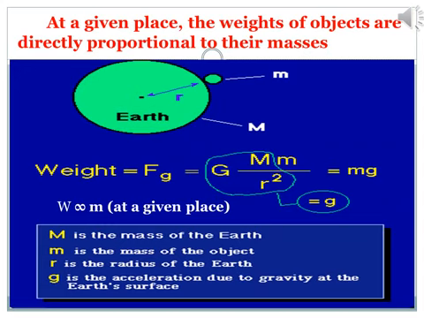Since GM divided by r square is equal to g, you know that acceleration due to gravity of different objects at a given place is the same, but their weights are different as their masses are different. It means that the greater the mass, the greater is the weight. So, weights of objects are directly proportional to their masses at a given place.